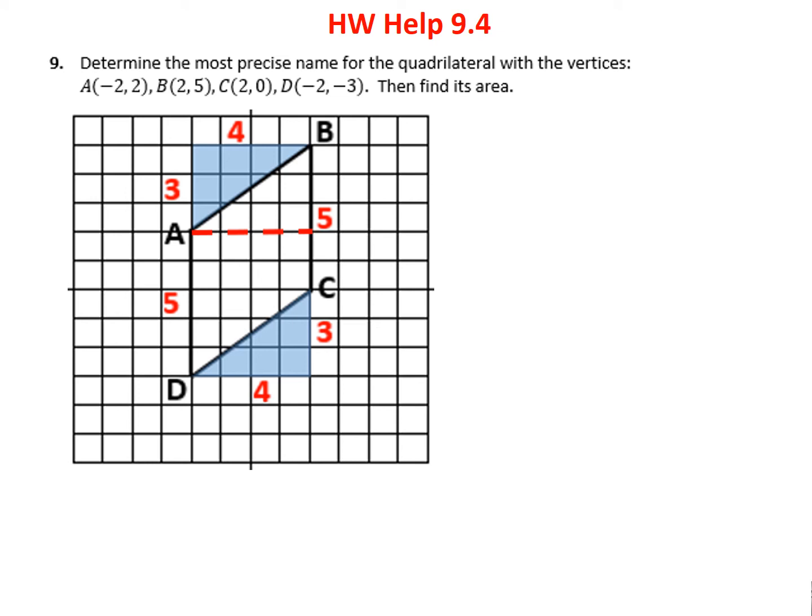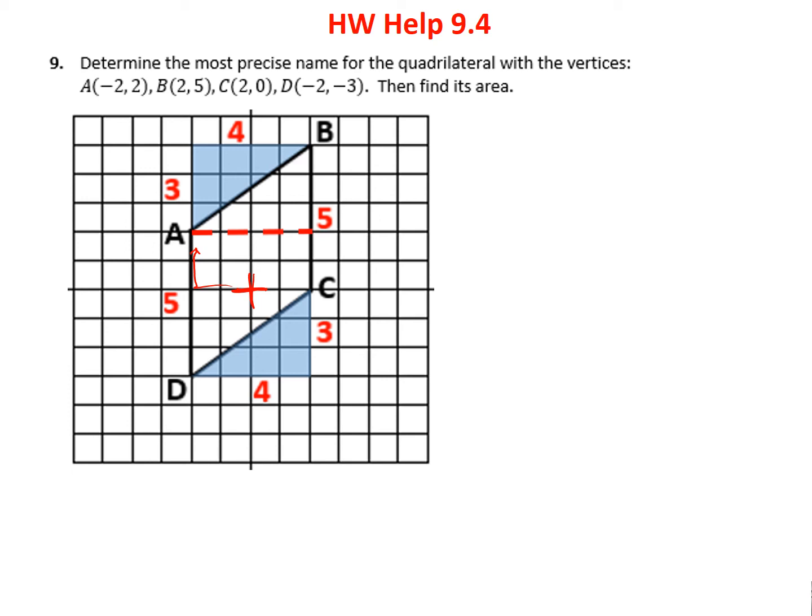All right, number 9 tells us to determine the most precise name for the quadrilateral with the vertices -2, 2; 2, 5; 2, 0; -2, 3. Now, I've already drawn these in here. So obviously, if you're working on yours, you're going to have to start at the origin right here. And like -2 would be -2, and then up 2 would be A. So that's -2 and up 2 is A. And do that for each of these.